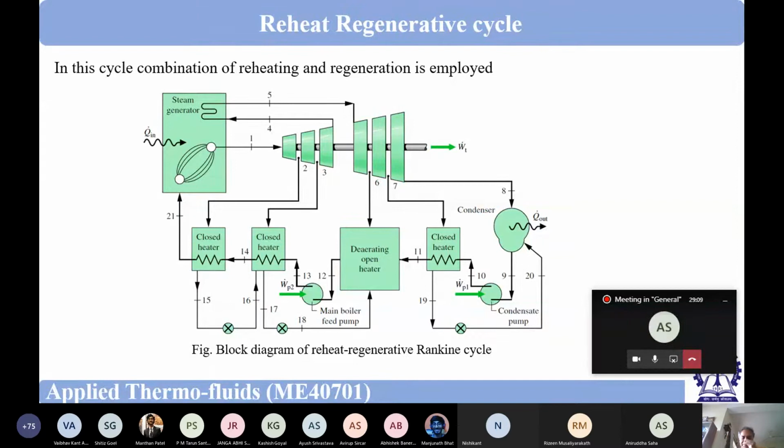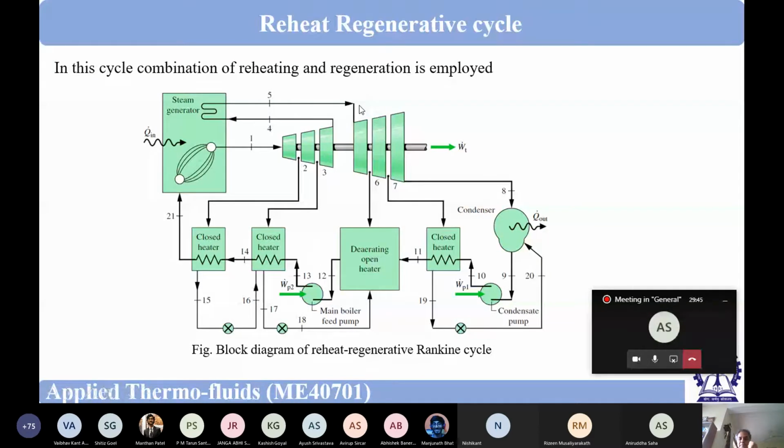Suppose there are 5 open feed water heaters, there could be 5 pumps. So this I will elaborate in a small note, which I will send to you. And then ultimately, what is happening? All the water that is going to the boiler, and in the boiler we will have evaporation and superheating, and then we will use it. And in between you can see that we have also used a reheating.